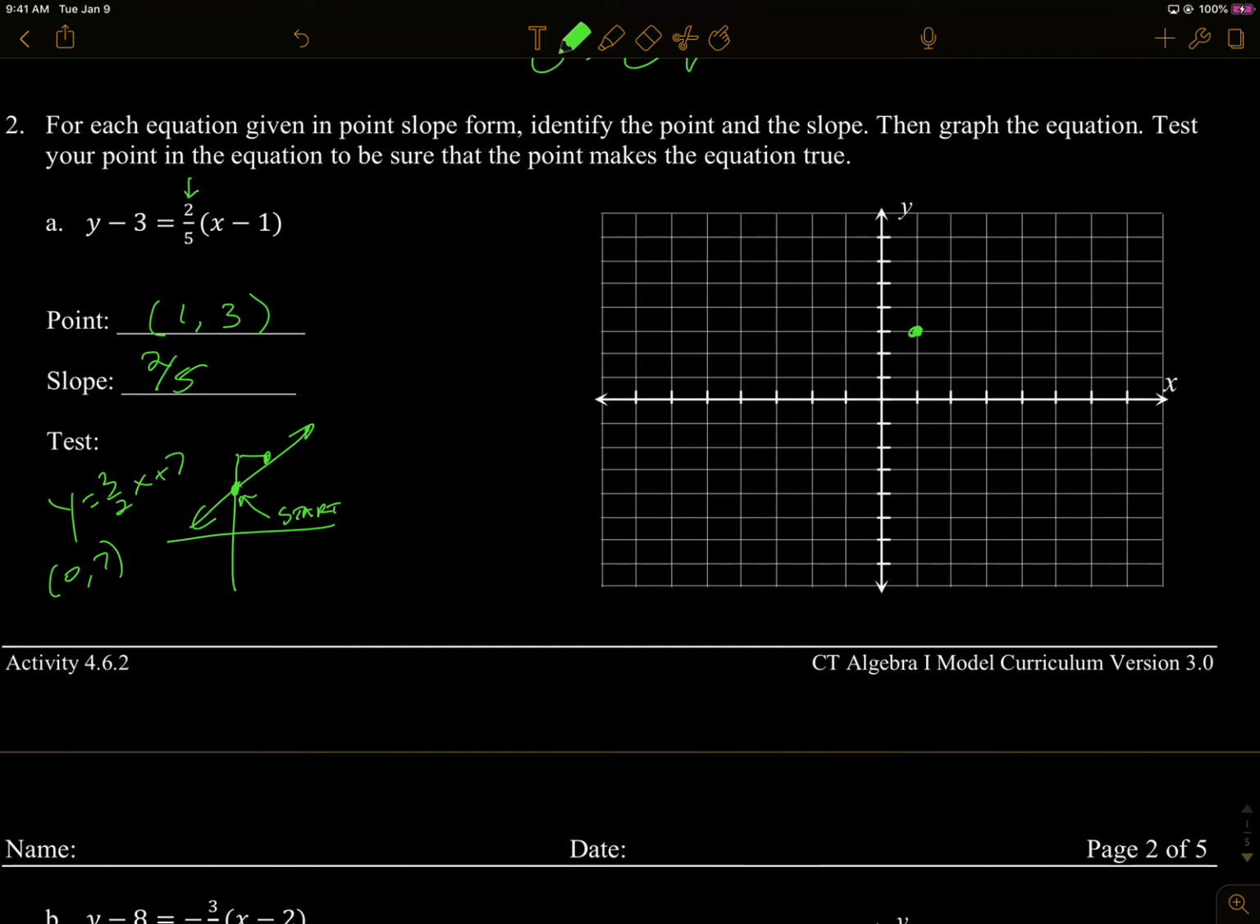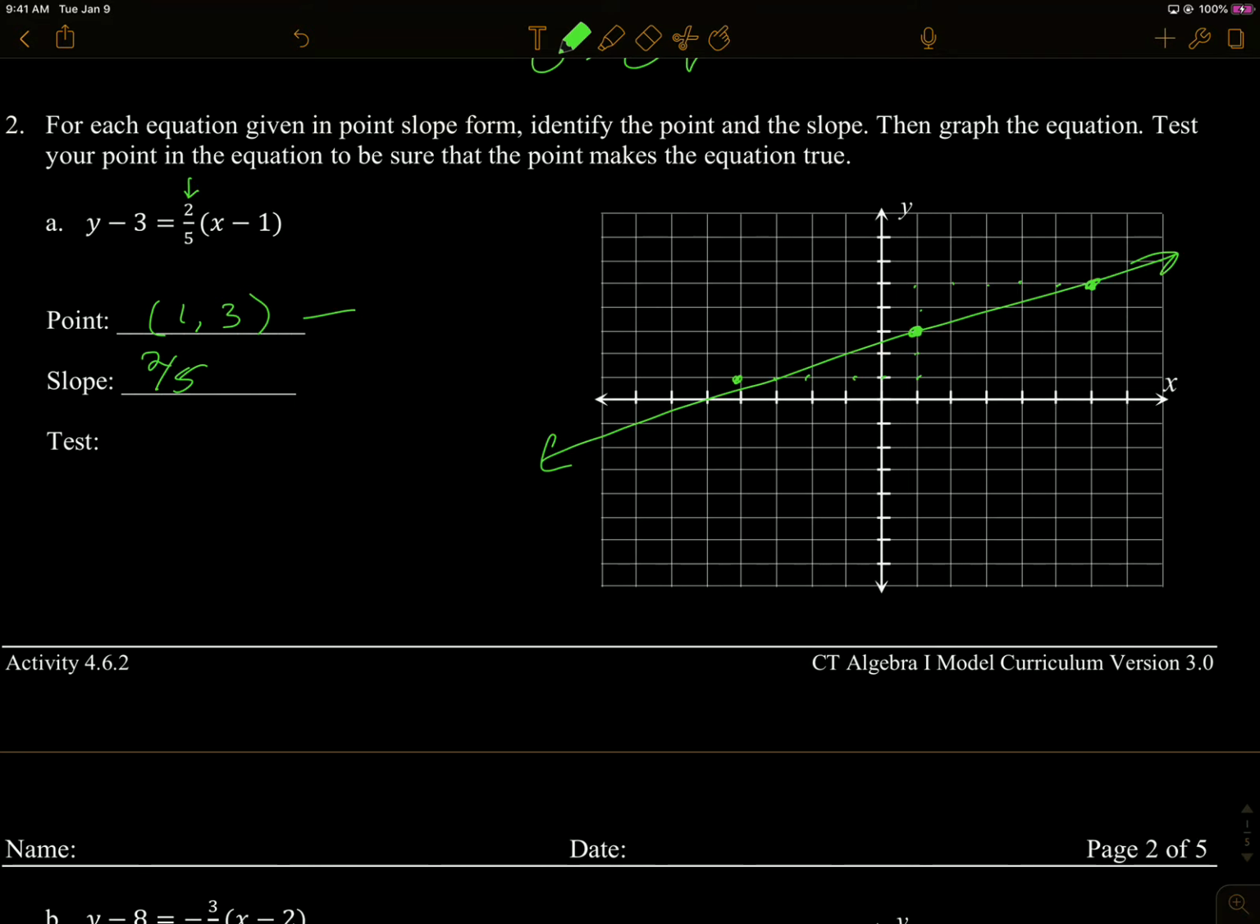Here we know it's 1, 3. We know the slope is 2/5, so we go up 2 and right 5. 1, 2, 3, 4, 5. There's our point. We can go the other direction. Down 2, left 5, because that's still going to be a positive, a negative divided by a negative. And there's our line. Okay? So it's kind of similar to what we've been doing. It's just how do we figure out the point that we start at?